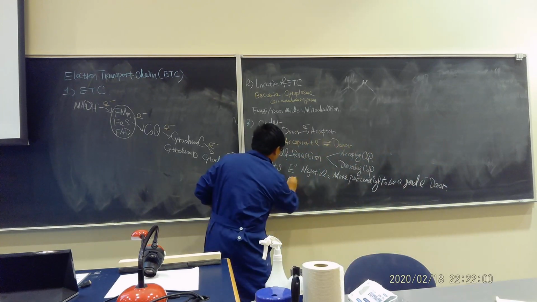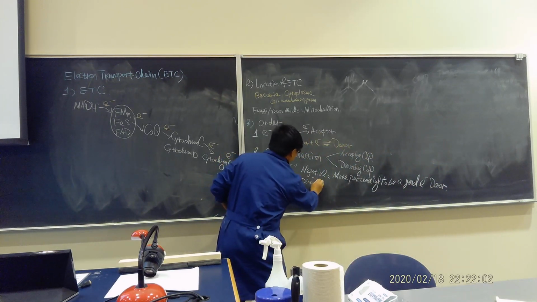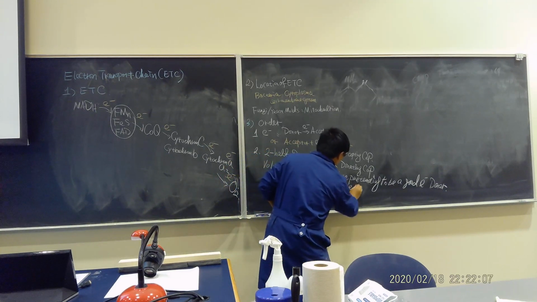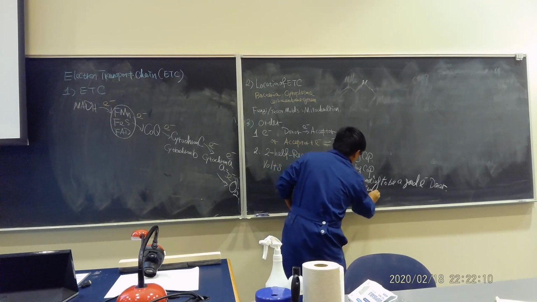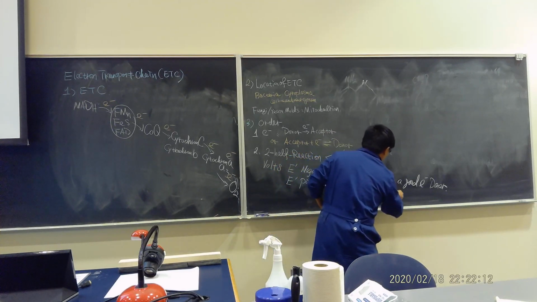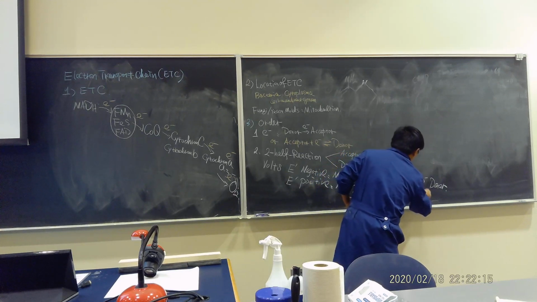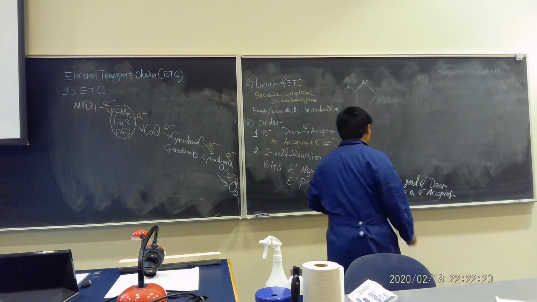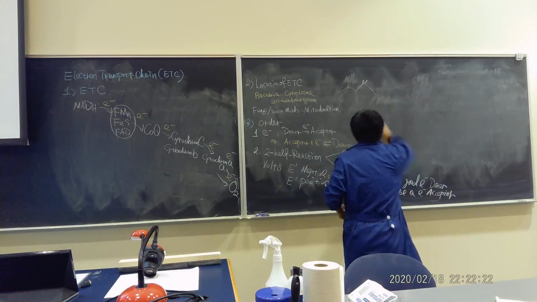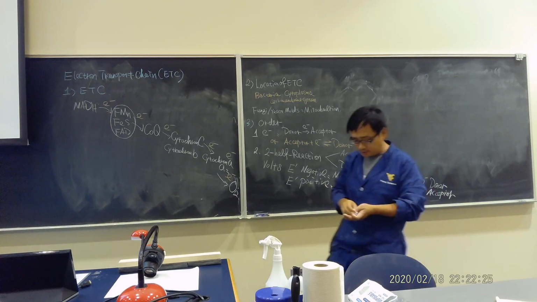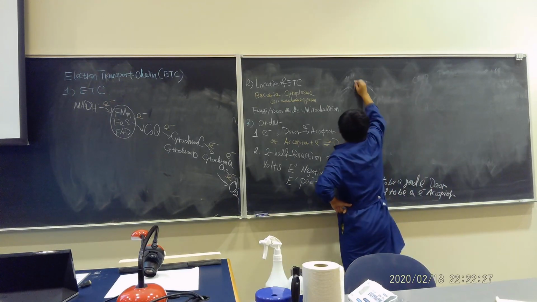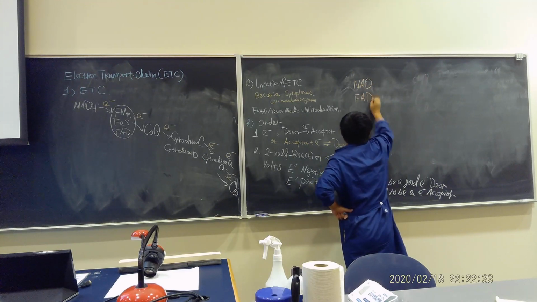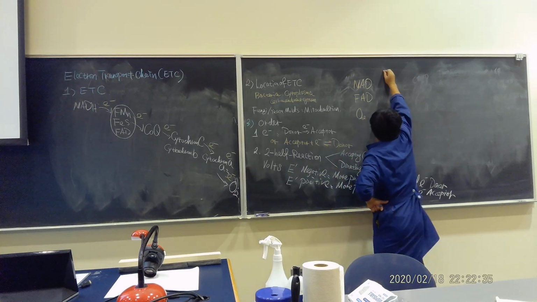If you see this E prime is positive, that means it's more likely to be an electron acceptor. Okay, so what does that mean? I gave you some examples. You can look at the table: NAD, FAD, just to give me some examples, and oxygen. This is the voltage value.